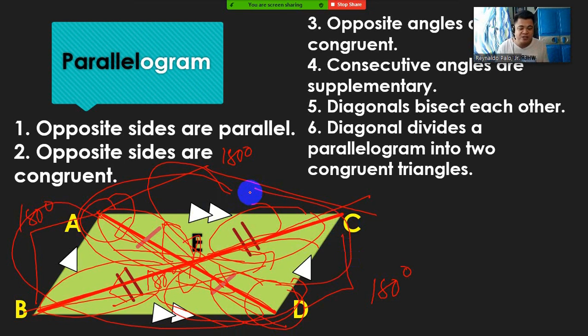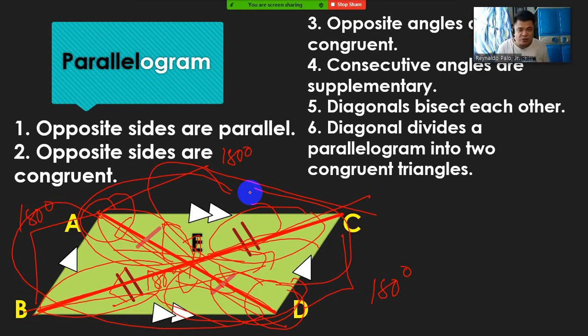Okay, so you have to satisfy these 6 properties for you to be able to say that a specific quadrilateral is a parallelogram. If one property is missing, we cannot conclude that it is a parallelogram. Now, if you're going to ask me what the uses of these properties are, we are going to use these properties in solving for the unknown sides, unknown angles, or maybe unknown segments in a specific parallelogram.